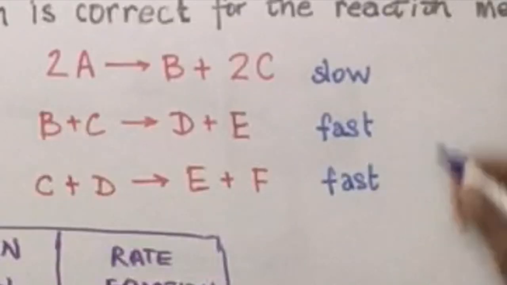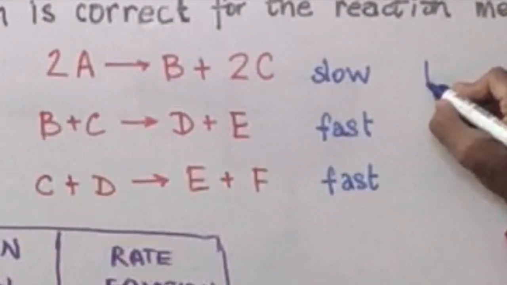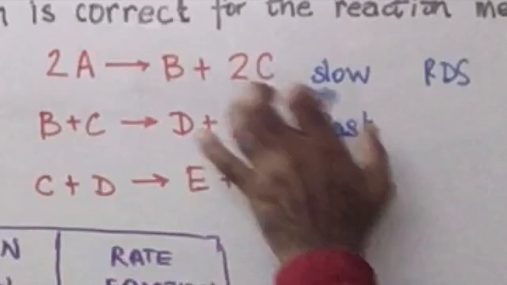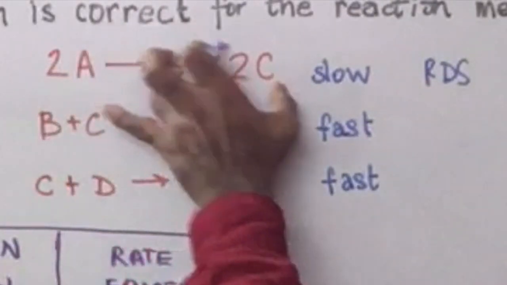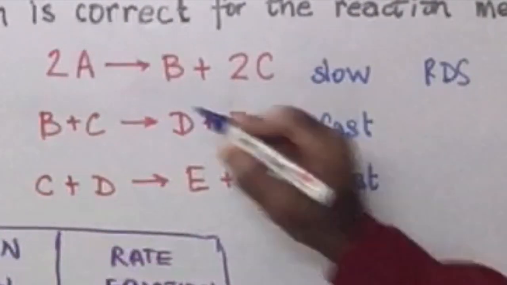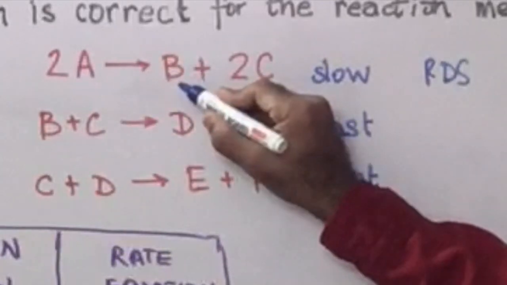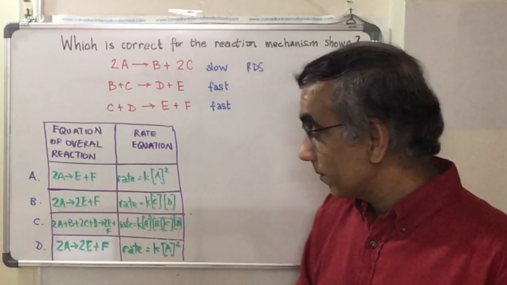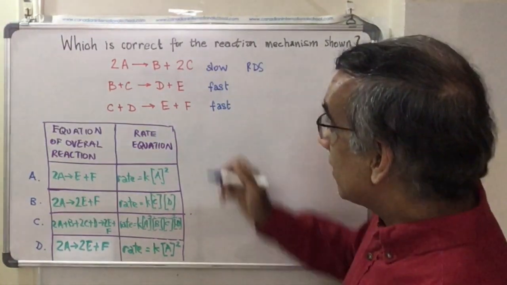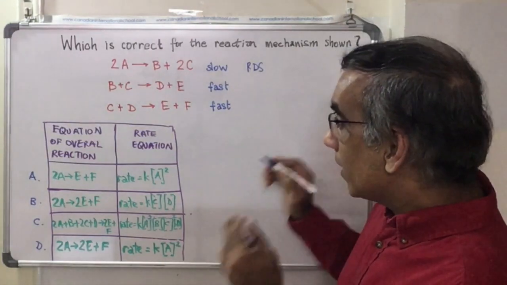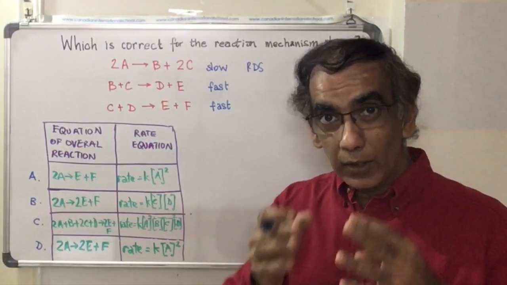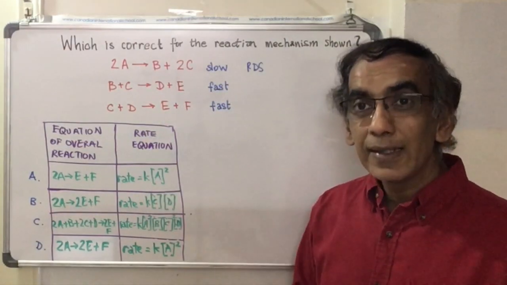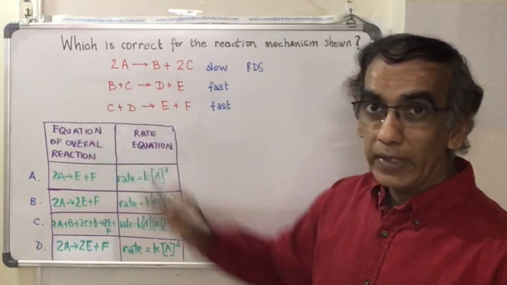The first one is that the slow step is also known as the rate determining step, or the RDS. This is the step that determines the rate of the reaction. So 2A going to give B and 2C, that is what dictates the rate of this reaction. The next thing that you must know is that reactants and products must be a part of the overall reaction. So anything that's an intermediate cannot be a part of the overall reaction.